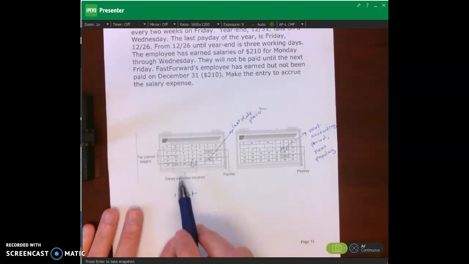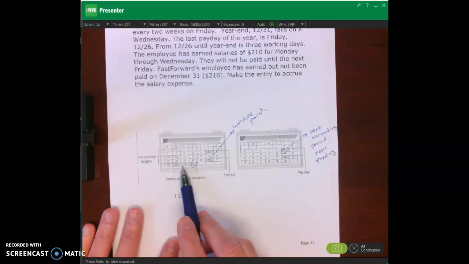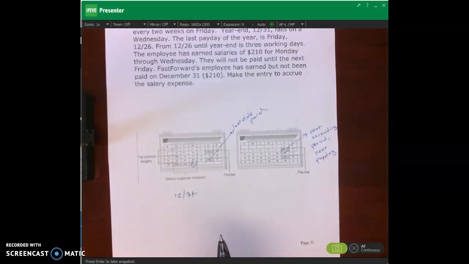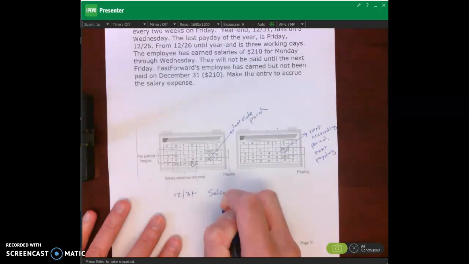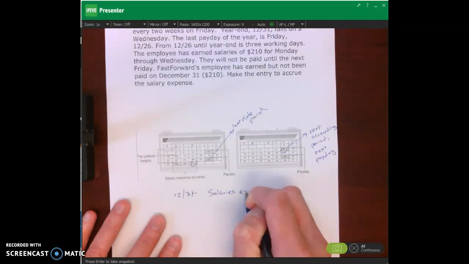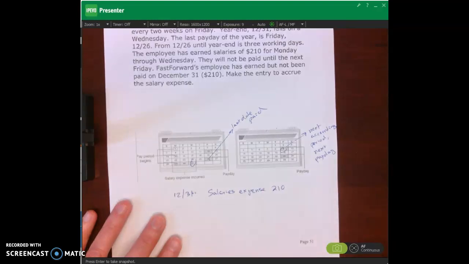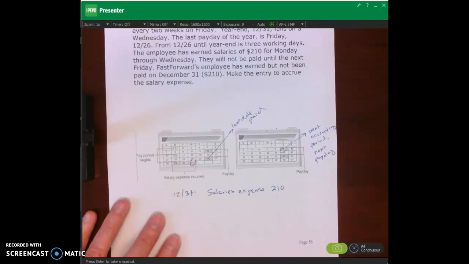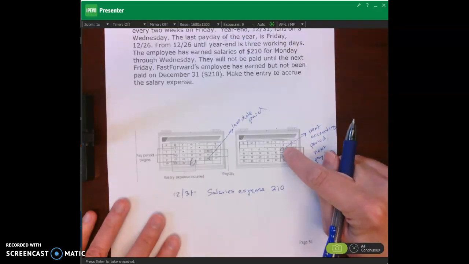How much will we have to accrue for salaries expense? Well, it's $70 a day times 3 days, the 29th, 30th, and 31st. That's $210. So on December 31st, we're going to debit salaries expense for $210. And then we don't pay them, right? We don't credit cash. We'll credit cash on the 9th.